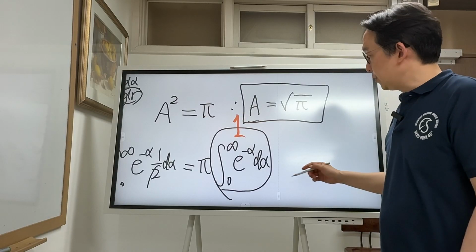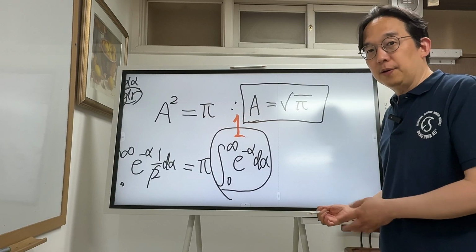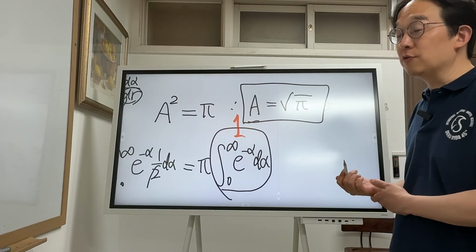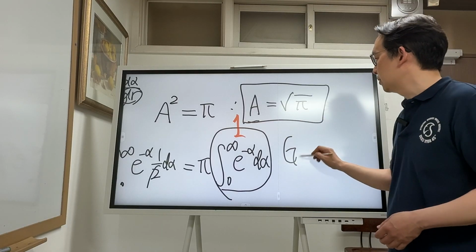So the bell curve area, we know how to solve it using the Gauss integral.